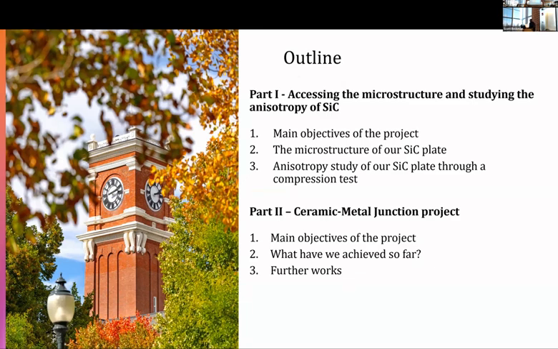The first part of my presentation will be about the silicon carbide plate we got from the Army. So it's the same plate Anthony presented on. I present what we were doing and the results in terms of microstructure and anisotropy. And the second part, I will talk about the ceramic metal junction project I'm currently working on. I will present the objective, what we have done so far, and what we are planning to do.